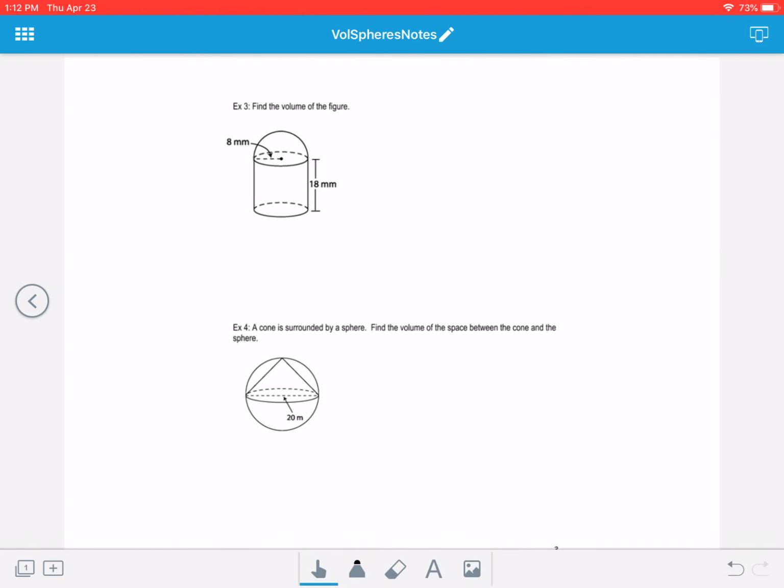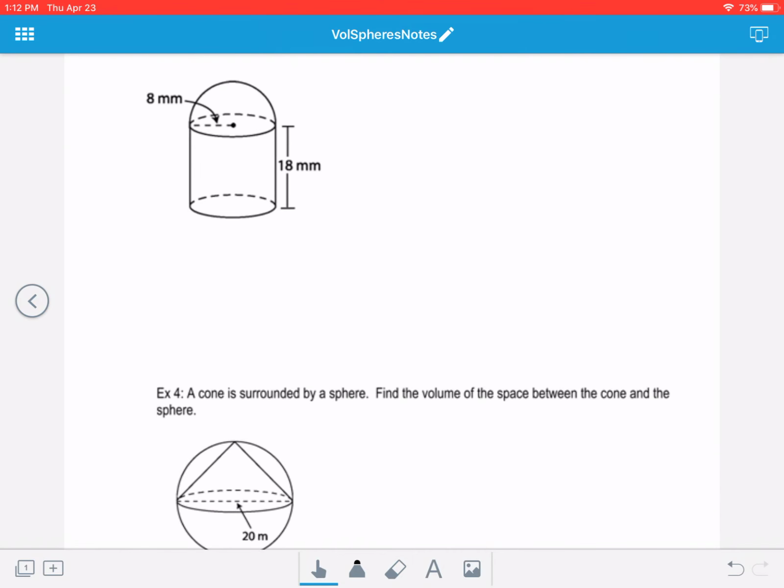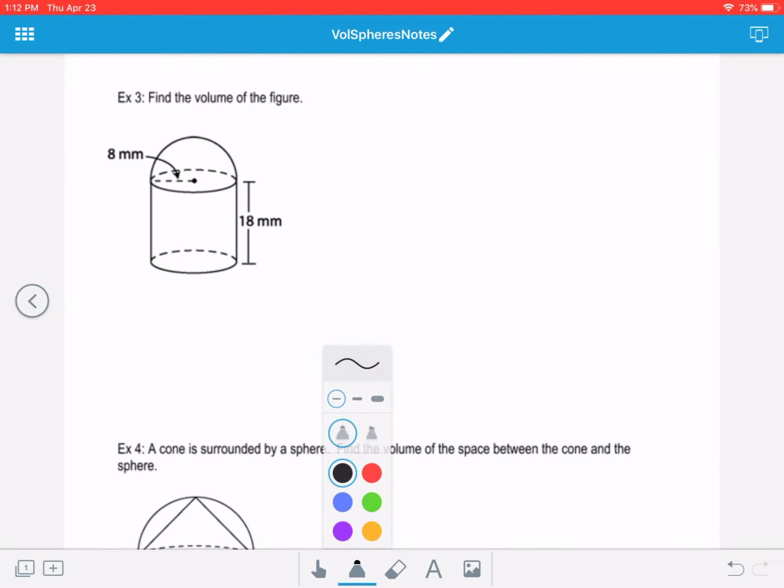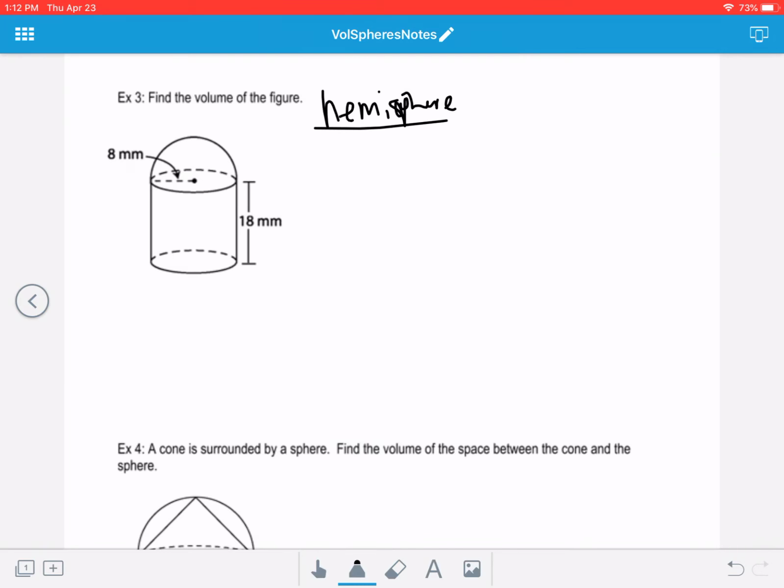Find the volume of the figure number 3. We have a composite figure here. It's made up of more than one. On the top, we have a hemisphere. I mean, you could say half of a sphere, but I'm just going to call it a hemisphere as that's what it's referred to, or that's what it's called. And then on the bottom, we have a cylinder. So we're going to find the volume of those two and add them together.